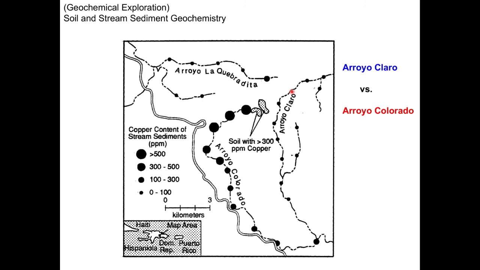So if you were a geologist working in this area, right away you would know that Arroyo Claro is not a place you're going to return to. But Arroyo Colorado, as you move progressively upstream to higher elevation in the mountains, the concentration of copper gets higher and higher and higher and higher. And in fact, these two small ore bodies right here are what a mining company is now mining for the metal copper.